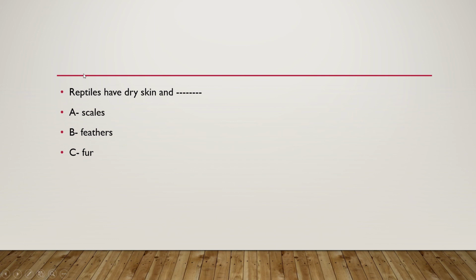Number four, reptiles. Reptiles have dry skin with feathers? No, feathers are in birds. Fur? No, fur is in mammals. And scales? Yes, so reptiles have dry skin and scales. Okay, thank you so much, grade one.